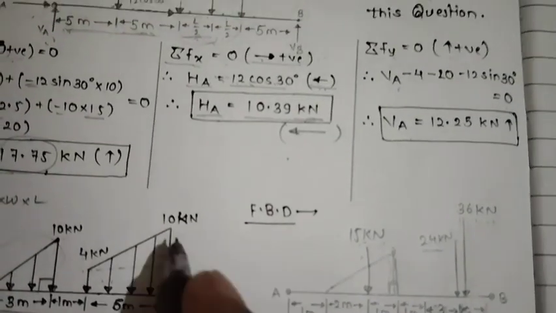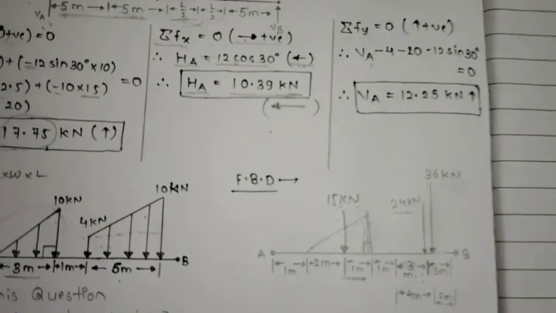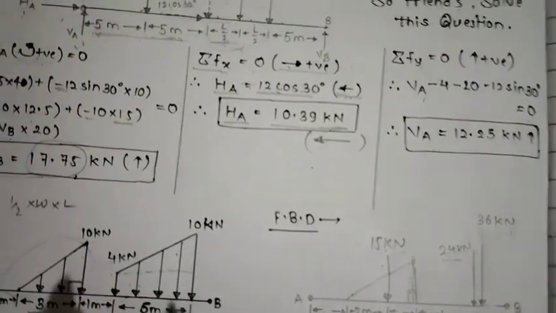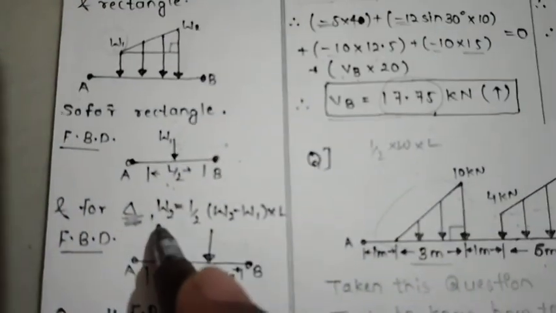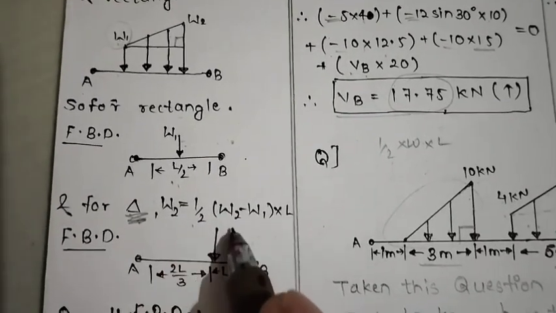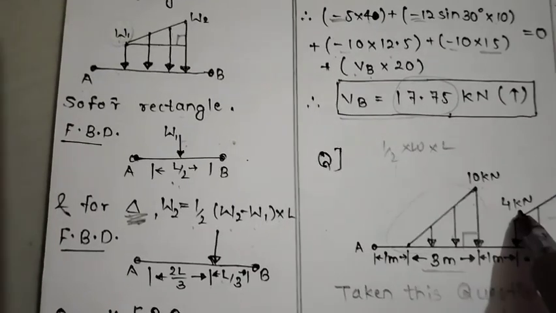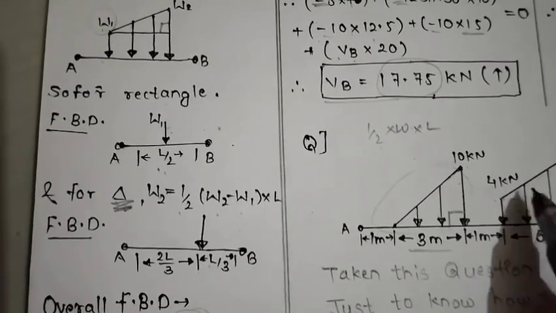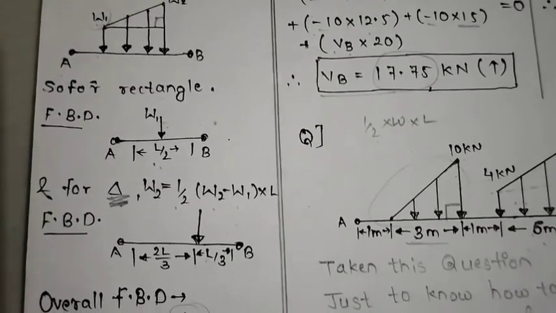So now for the triangle. For the triangle we have another formula. For the trapezoidal load condition, here I have written the formula for the triangle: 1 by 2 into (W2 minus W1) into L. So W2 minus W1 is 6, length is 6, so 6 into 6 is 36, and 36 divided by 2.